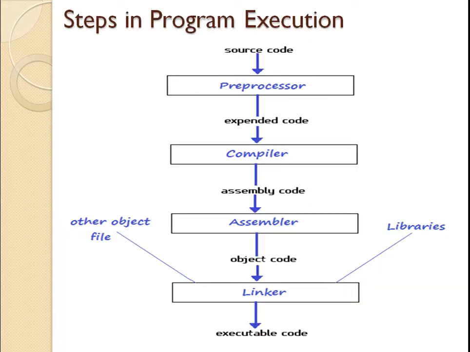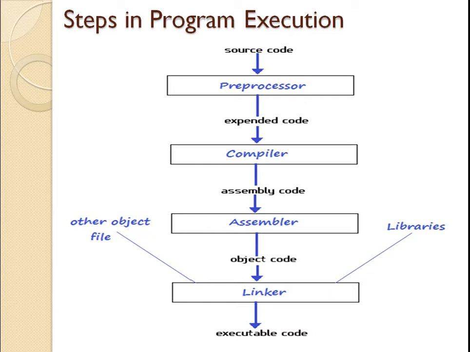Now steps in program execution. The first step is you write up source code, that is your program, and the end step is the executable code that you get on running your program. So there are multiple steps between those first and the last step. The first step, there is a source code, that is your programming code. Then it goes through a preprocessor. Here, if you have included some additional files, those are added to your program.